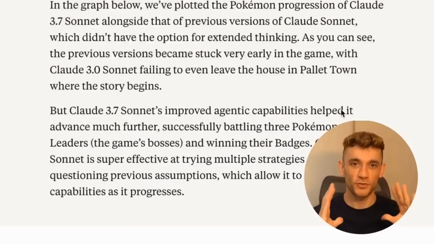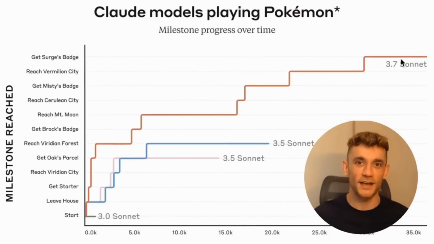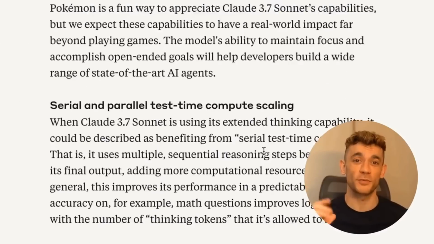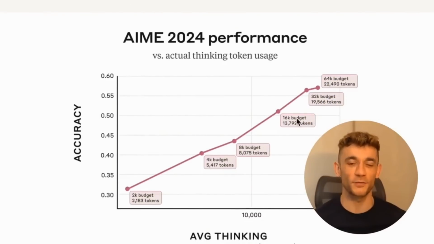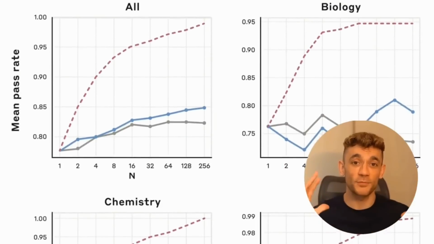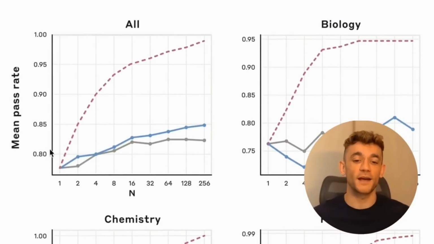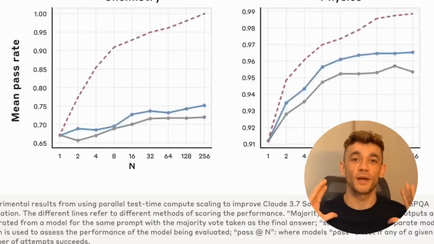Previous versions of Claude couldn't even leave the starting house in the game, but Claude 3.7 Sonnet successfully battled 3 Pokemon gym leaders and won their badges. It was able to try multiple strategies and question its own assumptions, improving as it progressed. Now, you might be thinking, that's cool, but how does playing Pokemon help my business? Well, this demonstrates Claude's ability to maintain focus and accomplish open-ended goals. Exactly the kind of capabilities you need for building AI agents to handle complex business tasks.